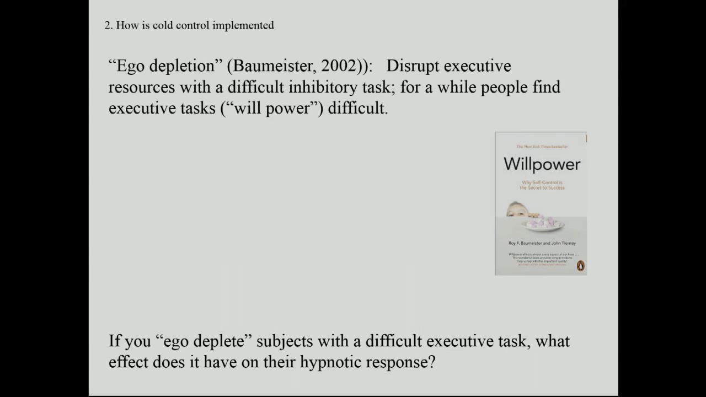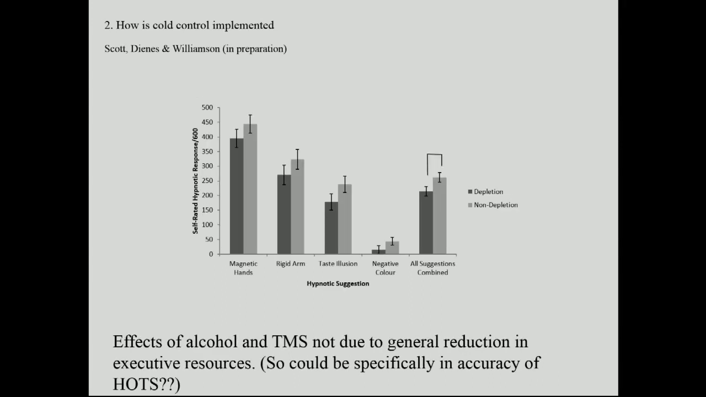So I didn't know what to expect before we ran the study, but Ryan Scott had a project student run this study. You give people either a difficult Stroop task, which is ego depleting, or a very easy equivalent task, so it's relatively non-depleting. And when you look at the degree of self-rated hypnotic response, depletion has reduced hypnotic response.